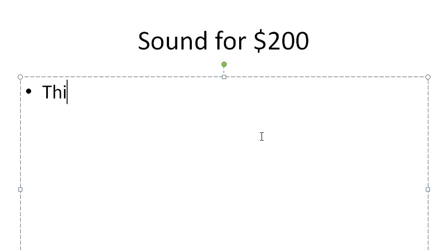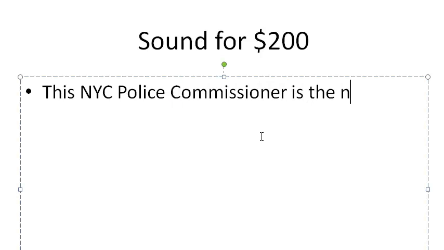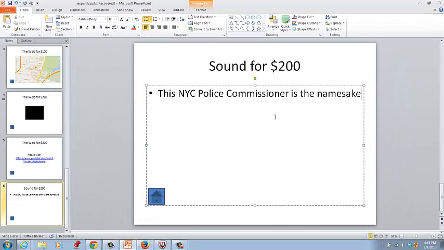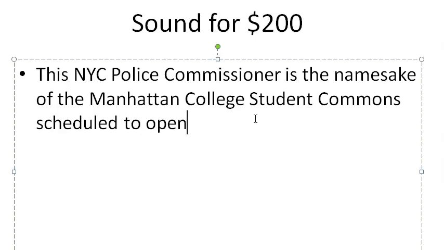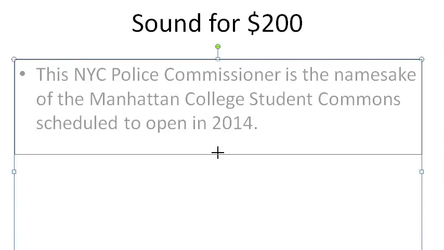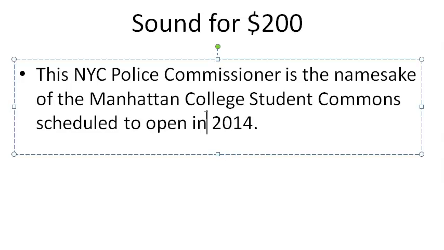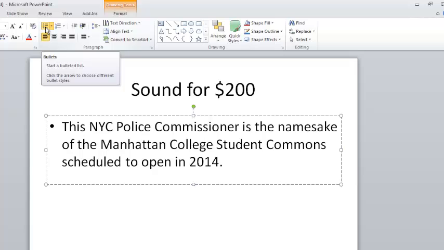So the text is, this New York City police commissioner is the namesake of the Manhattan College Student Commons, scheduled to open in 2014. You can make the text box smaller because you don't need it that big, although it doesn't matter. It also doesn't have to be bulleted, so remove the bullets.